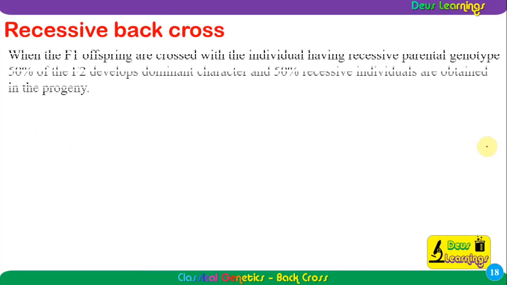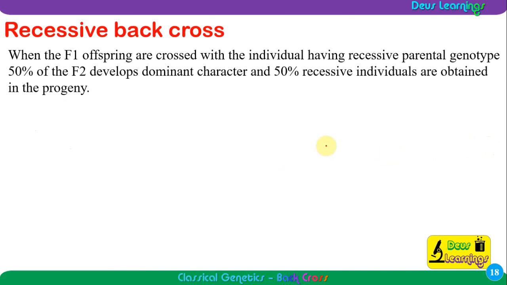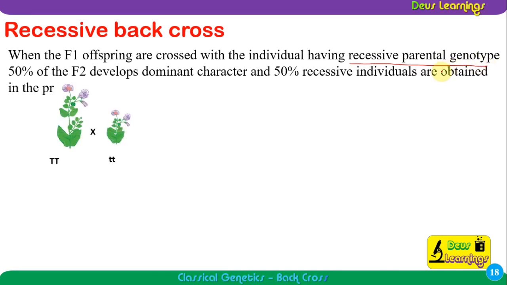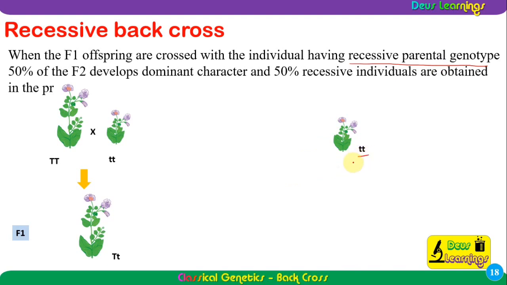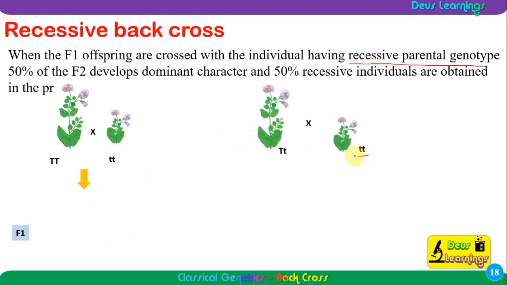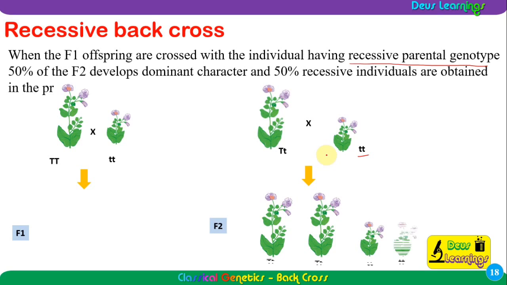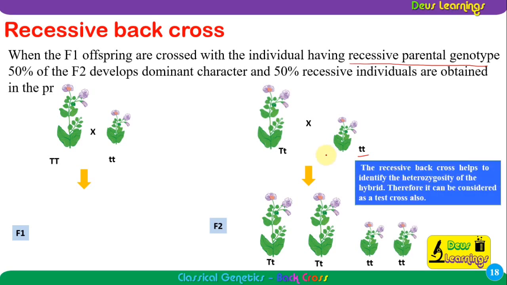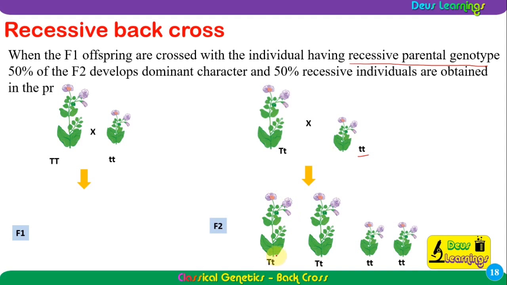Then the recessive back cross is when the F1 generation is crossed with an individual having the recessive parental genotype. Let's see what happens. We have the F1 generation, and it is crossed with the recessive parental phenotype. Just think about what you get. So we get 50% individuals with the dominant character and 50% individuals with the recessive character.